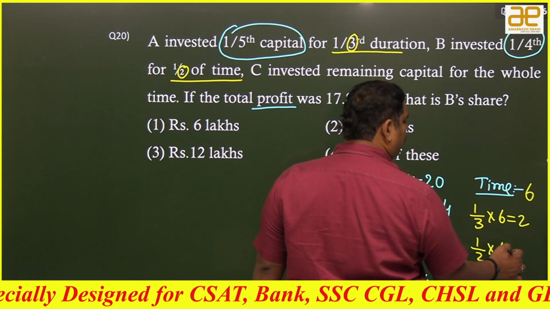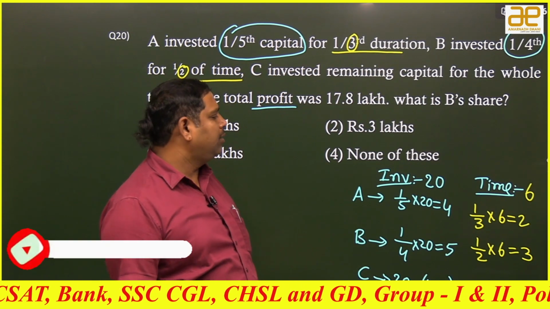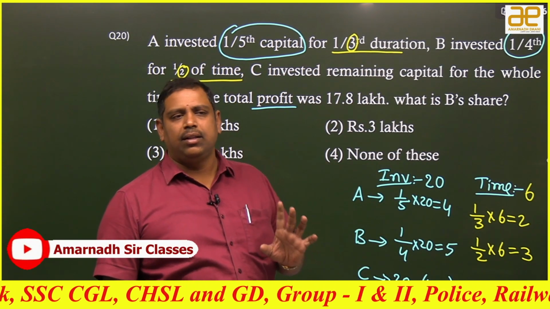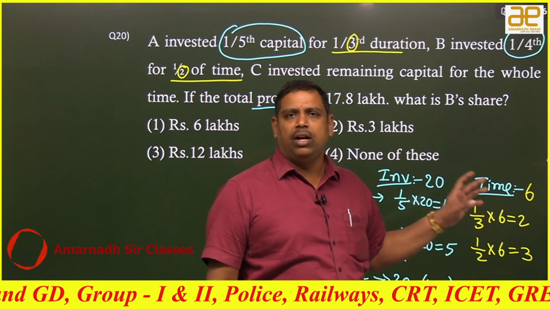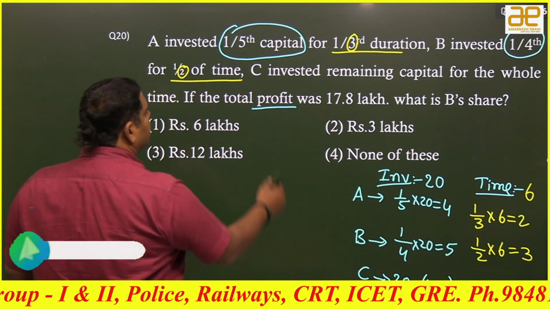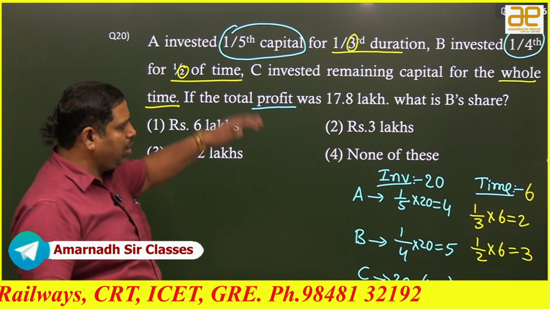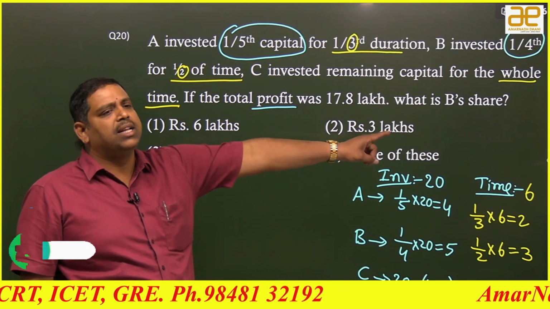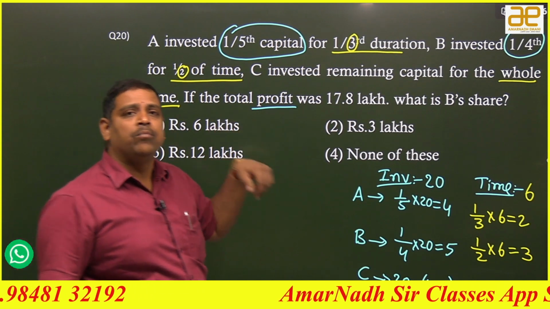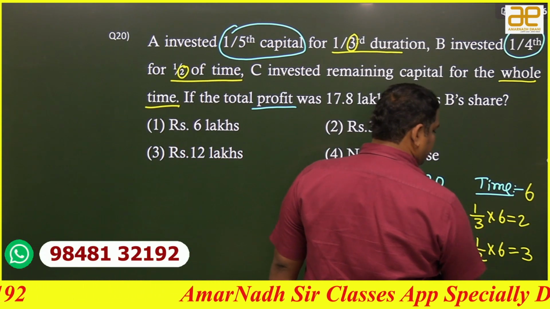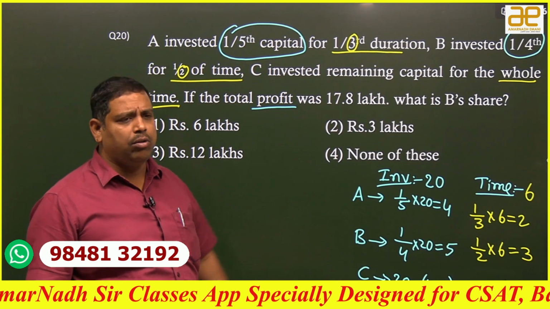Now you tell me what is the time period for C. Everybody will say that 1 is the one. That is the perfect wrong answer. You said 6, 2 plus 3, 5 removed, and you got 1. But if you read the question, C invested the remaining capital for the whole time. Hope you understand. In this model, a quite common mistake that students make is taking the time period as 1. No, C is in the business for the whole time. Whole time means all the 6. Since we know the investments and time periods, happily we can solve it.